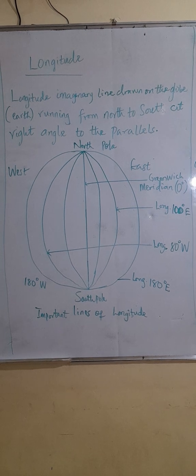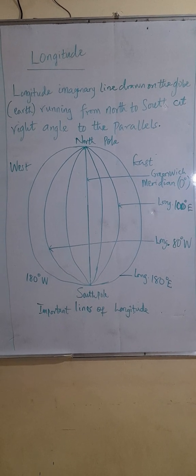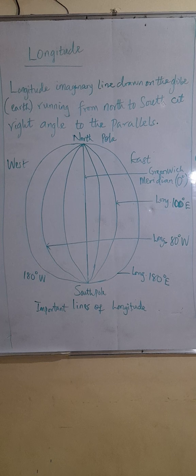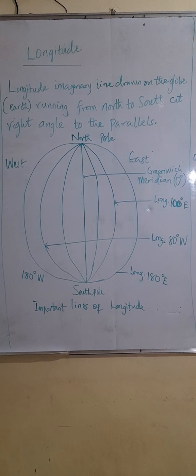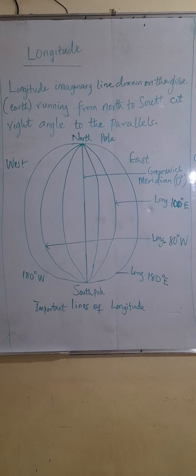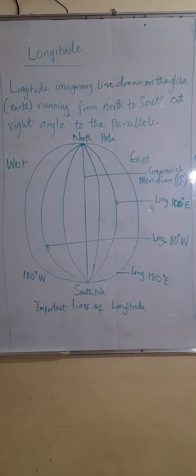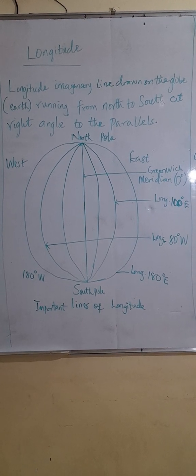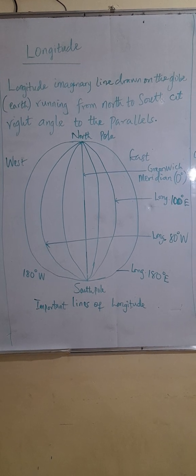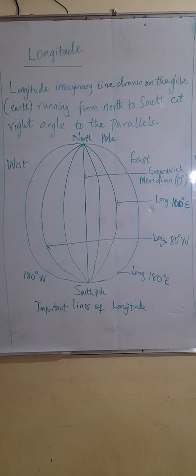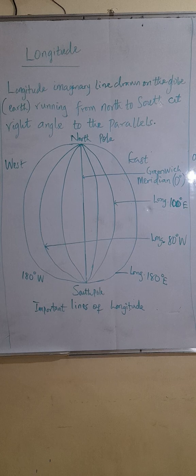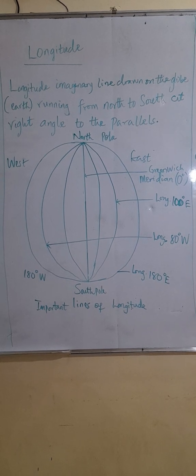So whenever you are asked for lines of longitude, we have the Greenwich meridian at 0 degrees. We have longitude 100 degrees east and 100 degrees west. We have longitude 80 degrees west and 80 degrees east. We have longitude 180 degrees west and 180 degrees east, and more like that. So these are important lines of longitude.